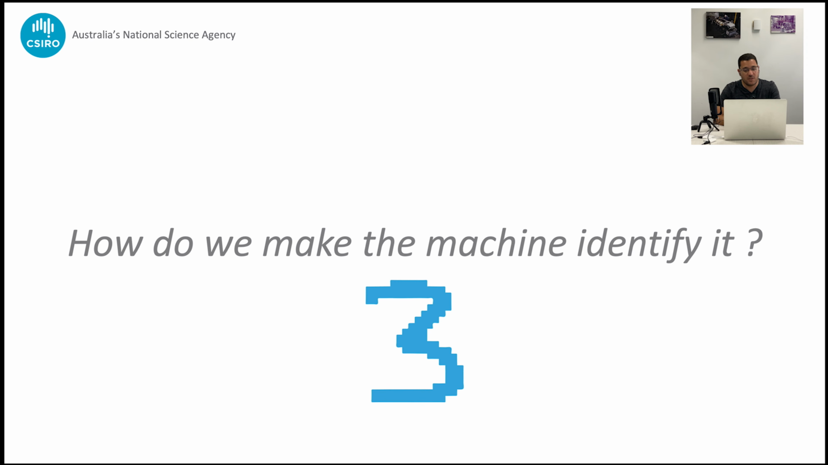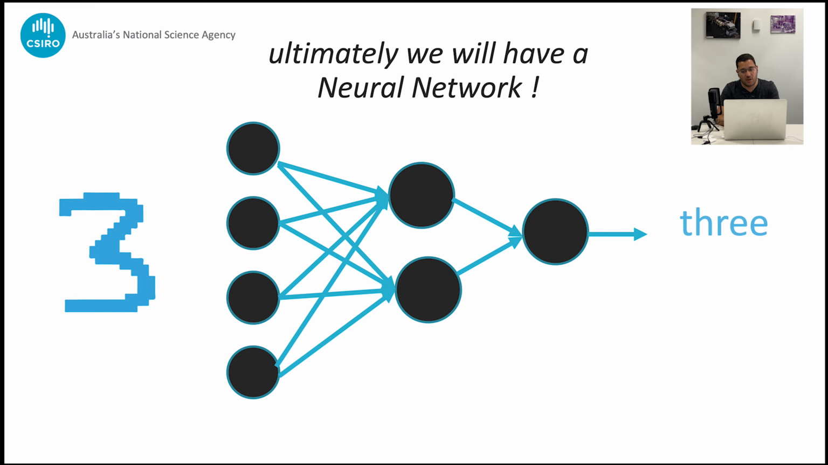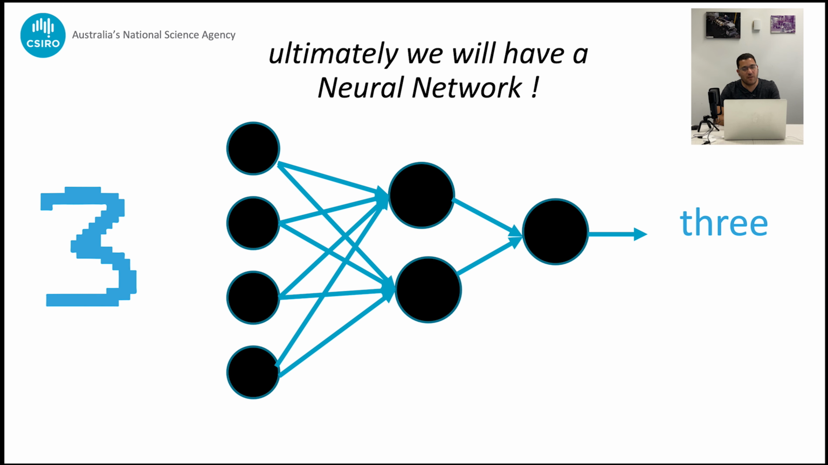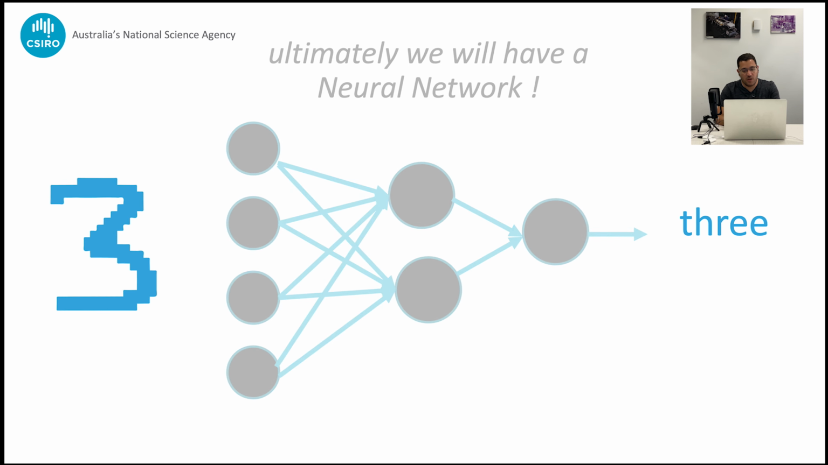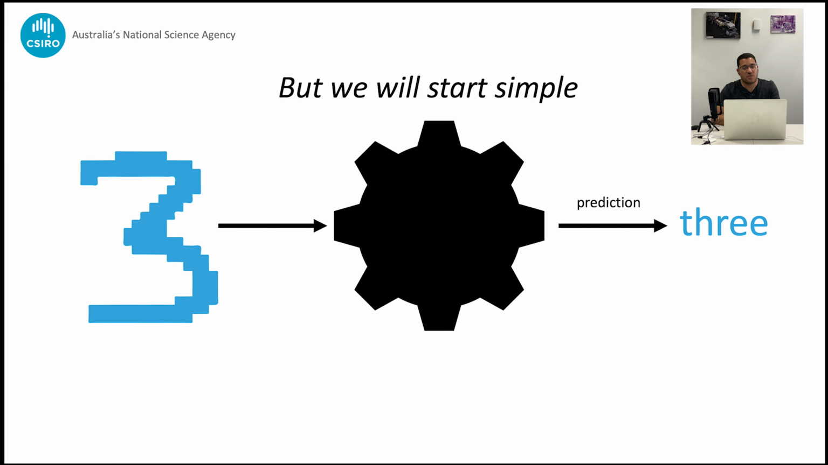This is an example of the digit number 3 in handwritten form. What we are interested in is having a model. I call it here a machine or a model sometimes. We are interested in having a model to identify the image. By identifying, I mean that we feed the input to the neural network as an image like this, and the output should be the corresponding label, like a 3. So ultimately, we will have a neural network to do this job for us. But we will start simple.